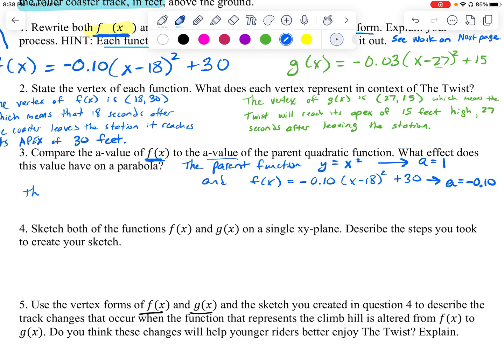So the a value determines the width and direction of the parabola.